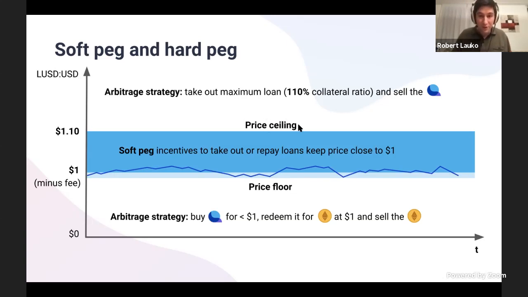And there is also a price ceiling, which is a result of the fact that if the price trades above $1.10, then you can basically take out the maximum amount of LUSD against your Ether at this 110% collateral ratio, and then sell your LUSD on the market and make an arbitrage gain. So we basically have arbitrage opportunities above the ceiling and also below the floor. And in between, we still have a soft peg mechanism, similarly to what's already the case with similar systems.